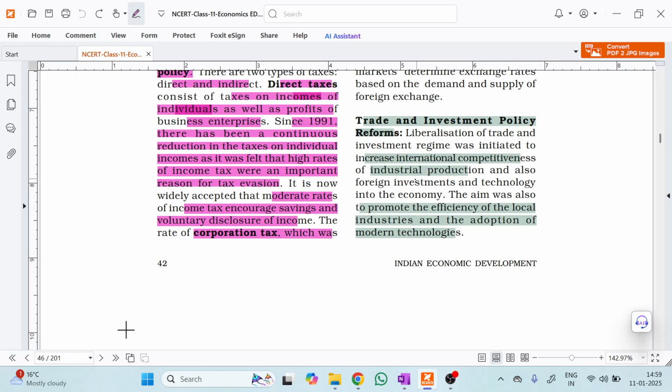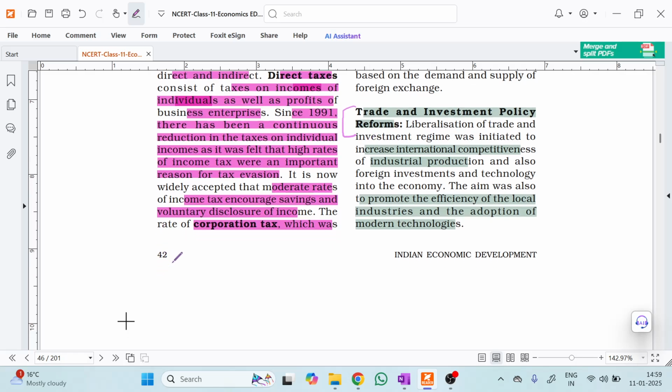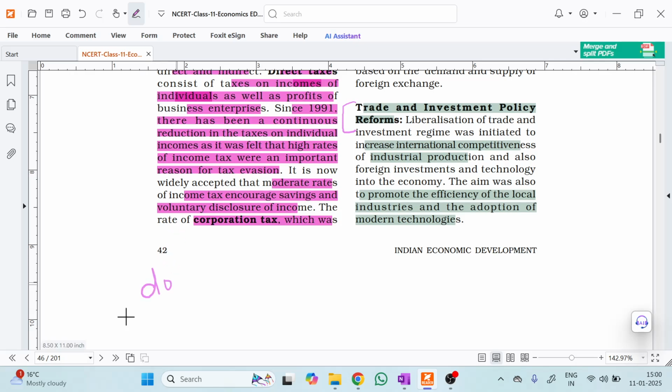Good afternoon, everyone. Now I am going to proceed with trade and investment policy reforms of the 1991 reforms. The name of the book is NCERT Class 11 Economics. So there were a whole bouquet of reforms that were initiated by the 1991 reforms, and one such area where India was lagging behind was trade and investment. So here the situation was to protect domestic industries during that time. India resorted to quantitative restrictions (QRs).